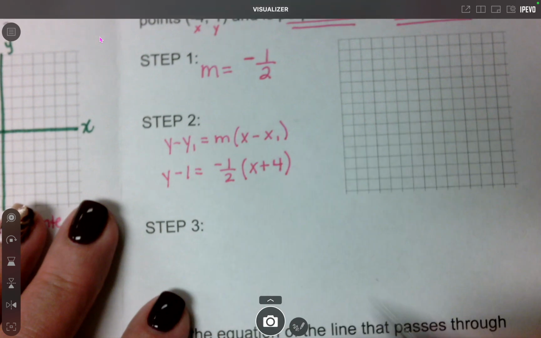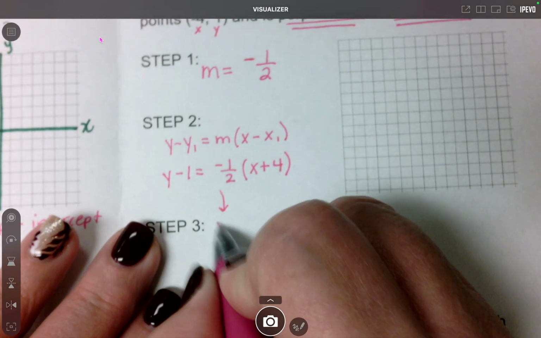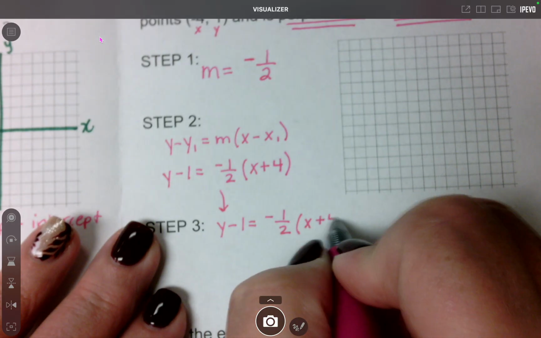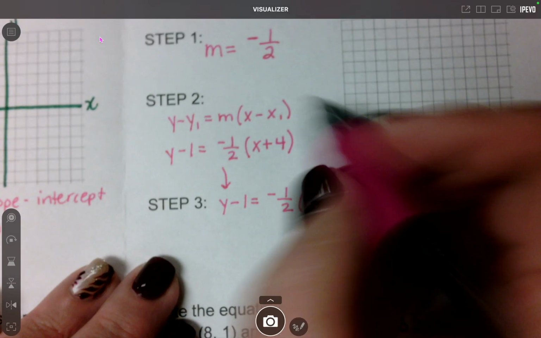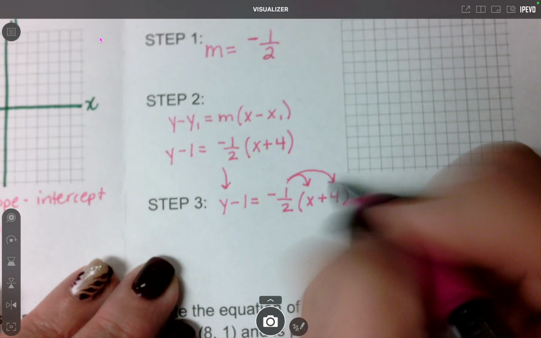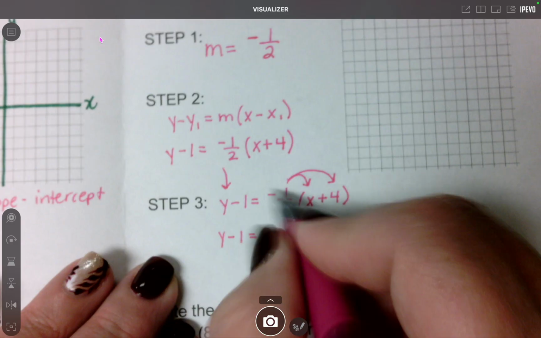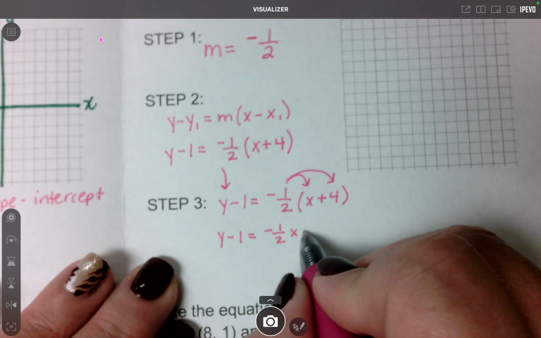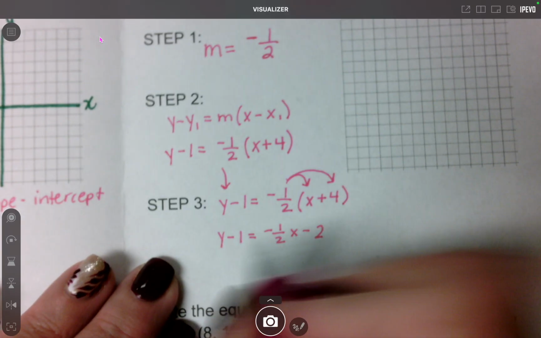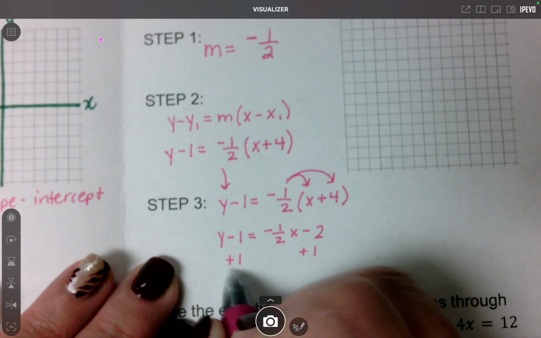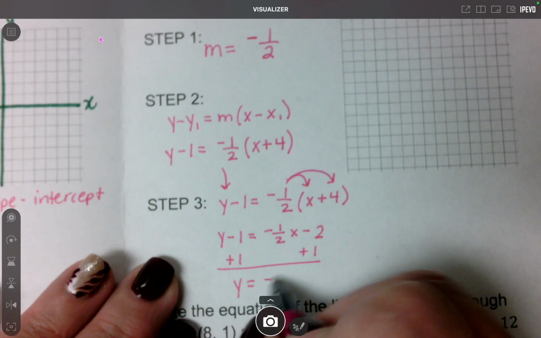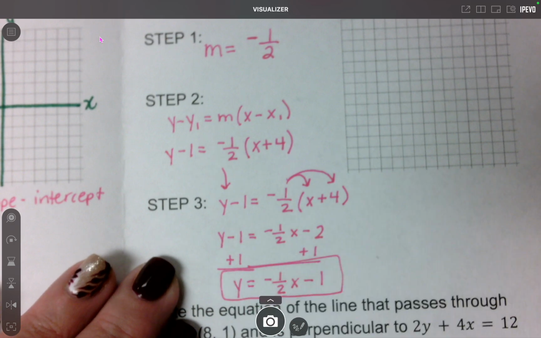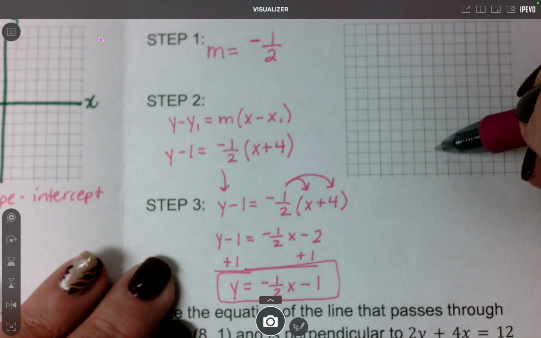And then my last and final step is to take this equation and turn it into slope-intercept form. So y minus 1 equals negative 1/2 x plus 4. And I will distribute. So I have y minus 1 equals negative 1/2 x, and negative 1/2 times 4 is negative 2. And to get y by itself, I'm going to add 1. So I have y equals negative 1/2 x minus 1. So I would graph this equation and this equation on this coordinate plane.